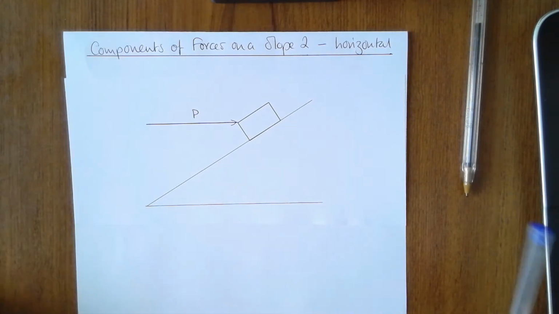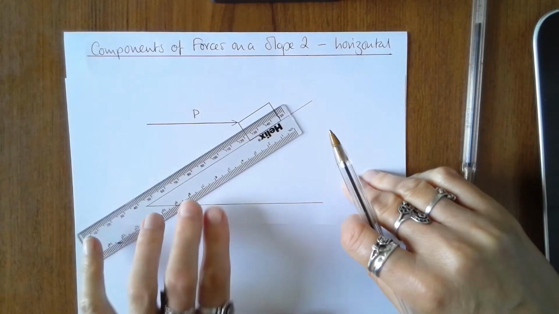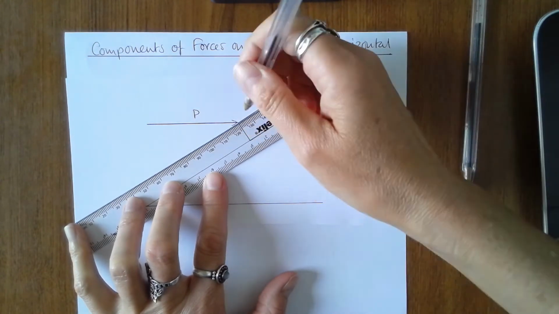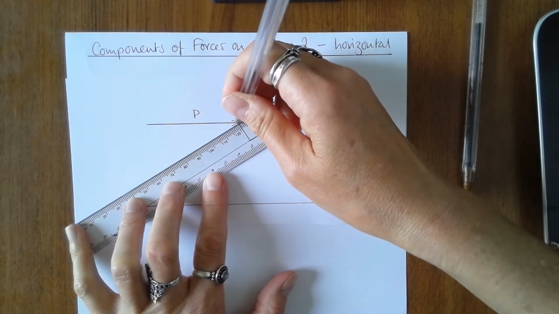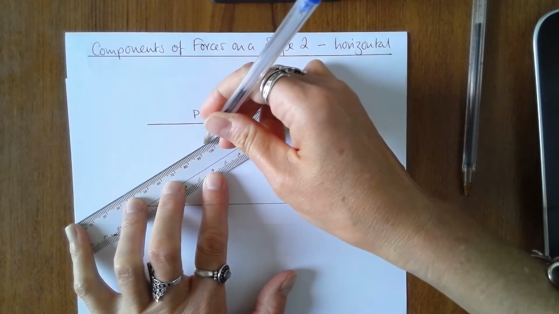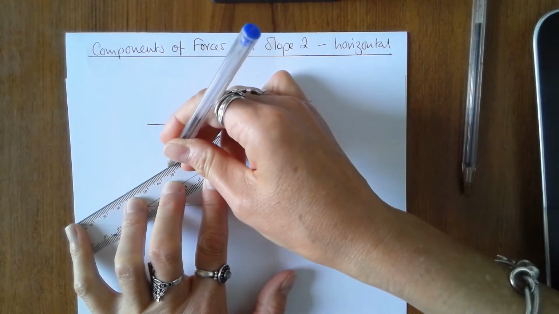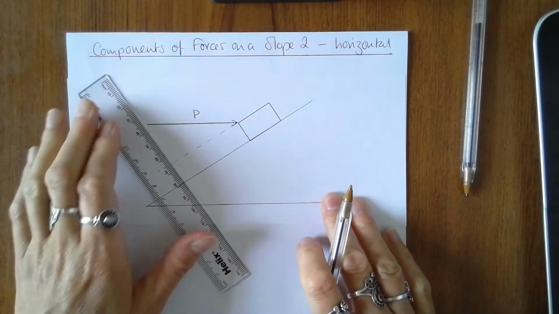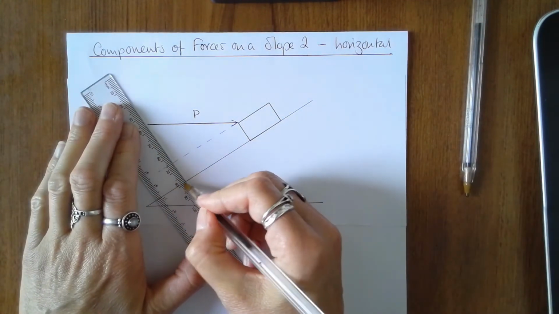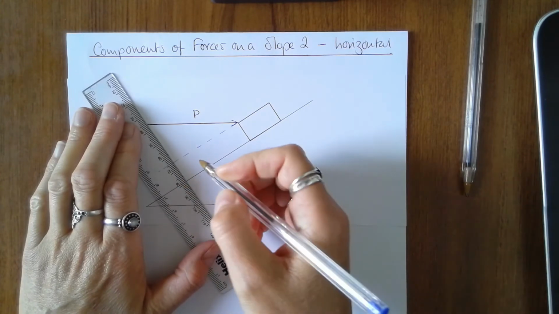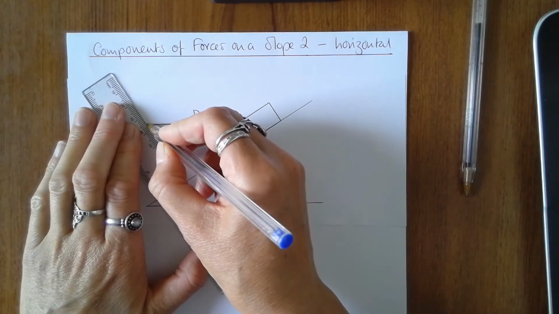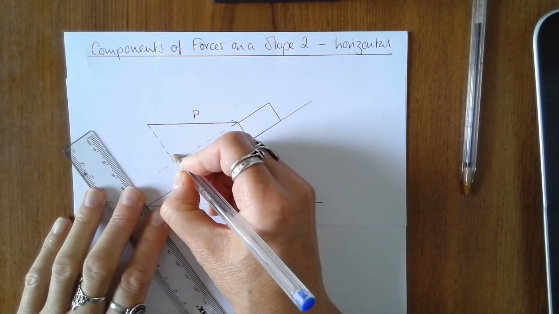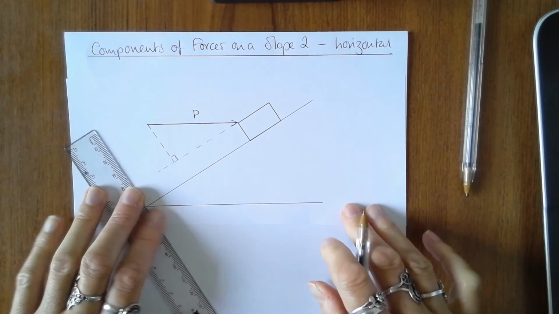So now the first thing to do is to put the ruler parallel to the slope to draw the parallel component, and that should touch the force at one end. I'm going to do it with a dashed line so that it's distinguished from the actual force, and turn the ruler so that it's perpendicular to the slope and now touching the other end of the force, and draw the perpendicular component. And obviously these should be at right angles.